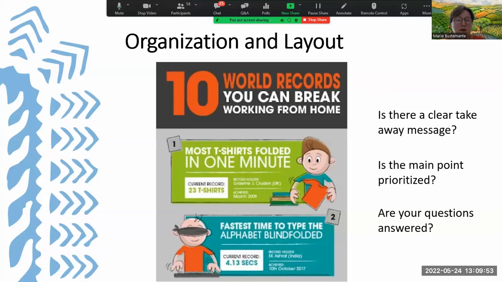If I want to break a world record working from home, what would that be? And it gives me 10 options. Each of the options is well delineated, color differentiated, and it also gives you a visual, right? So I may want to test the blindfolded alphabet typing in the coming weeks, but it gives you the information that I was looking for. So look at your materials that you have right now, and is that message being clear and prioritized, and are the questions answered?